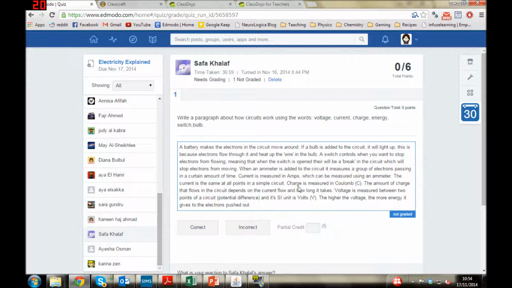Current is measured in amps, yes, which can be measured using an ammeter. Good job. The current is the same at all points in a simple circuit. What word could we use instead of simple there? I'll give you 5 seconds. 4, 3, 2, 1. Series circuit.